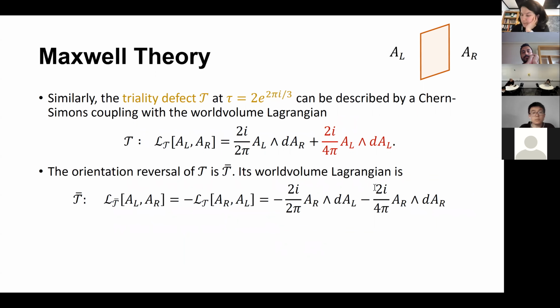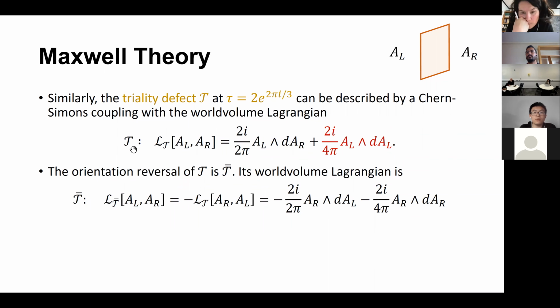Using similar tricks, we can also write down a way to realize the triality defects. The triality defects will be realized also by a Chern-Simons coupling on the worldvolume, which has the following worldvolume Lagrangian. Other than the diagonal coupling that couples A_L and A_R, there's also a self Chern-Simons term one needs to introduce, which involves A_L. It's A_L wedge dA_L with coefficient 2i over 4 pi.